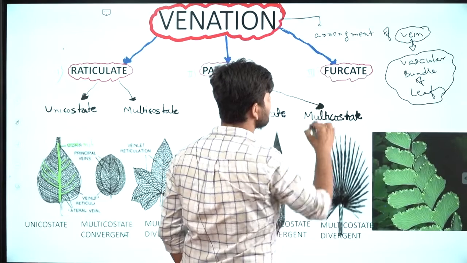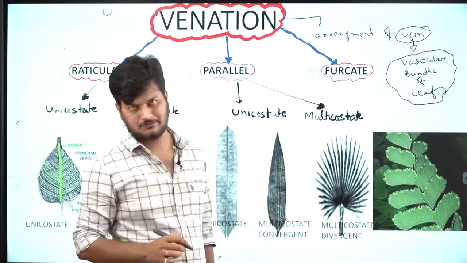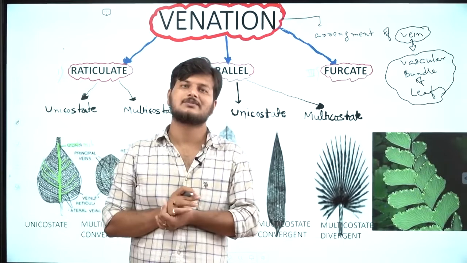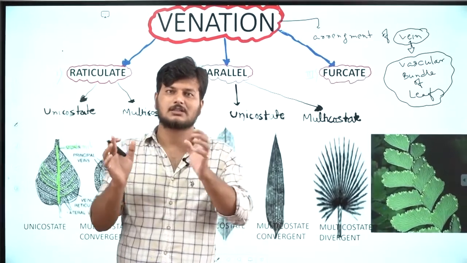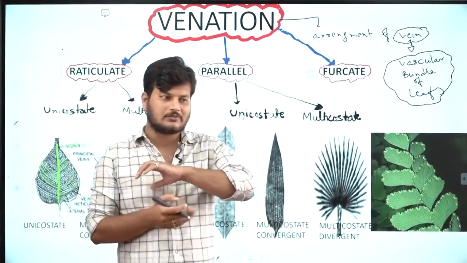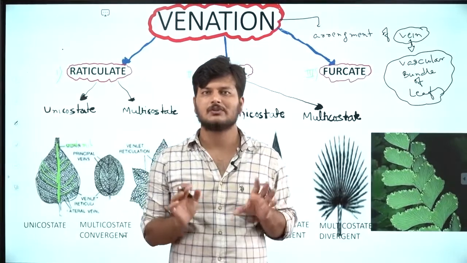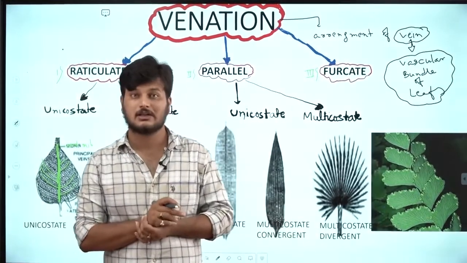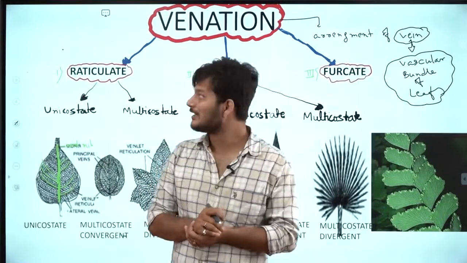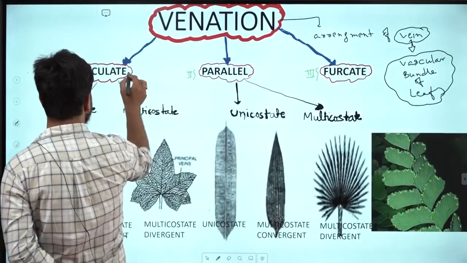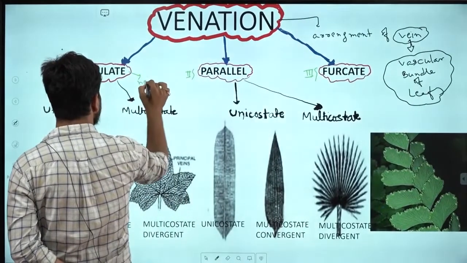This is a basic division of the types of venation. Reticulate, as the name suggests, means reticulated, or a network-like structure. If there is a network-like or net-like structure of the veins, then it is said to be a reticulate type of venation. Network-like venation, or reticulate venation.